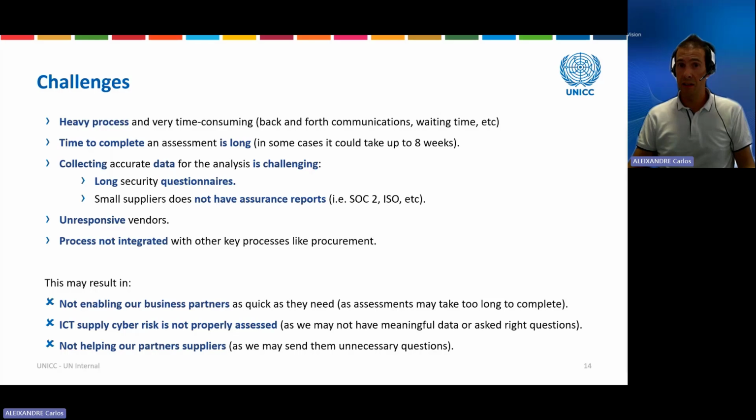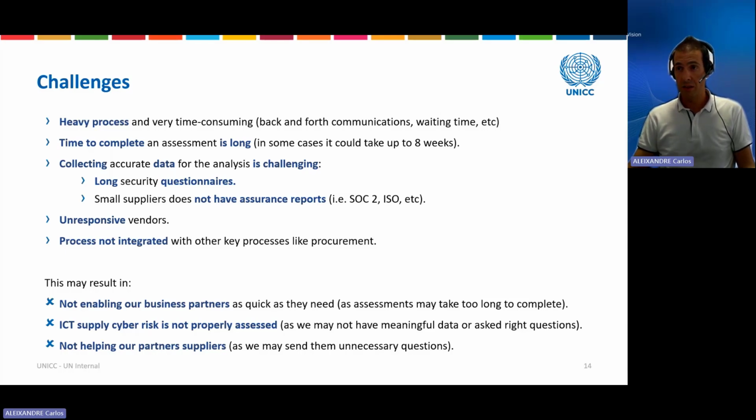Then an additional challenge that we have is unresponsive vendors. Before I move to the next one, it happens oftentimes if we have a contract already in place with the vendor, right? If the contract is already in place, then it's more challenging. You don't get the same response as if you are in the initial pre-contracting phase, where you have more chances that they will reply on time so they can get the contract on time. And finally, process not integrated with other key processes like procurement. And this is, again, key that we integrate our process with the procurement process.